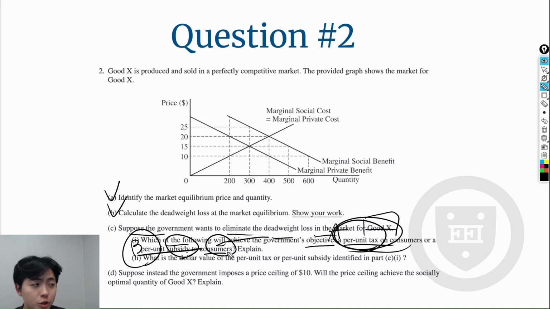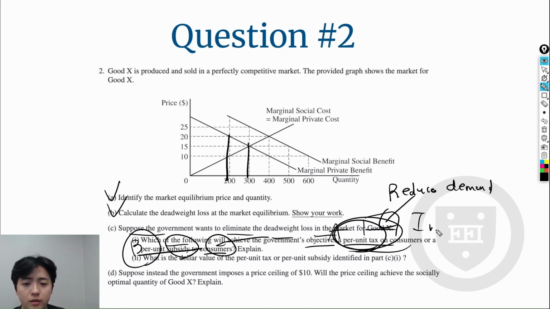In order to achieve the socially optimal quantity, we saw that it was at 200 units, right? And there was a negative externality because firms ignore external costs. So the options that the question is actually giving us is to either reduce demand for the first one, or for the second one, to increase demand, right? Because it's a subsidy at the end of the day.